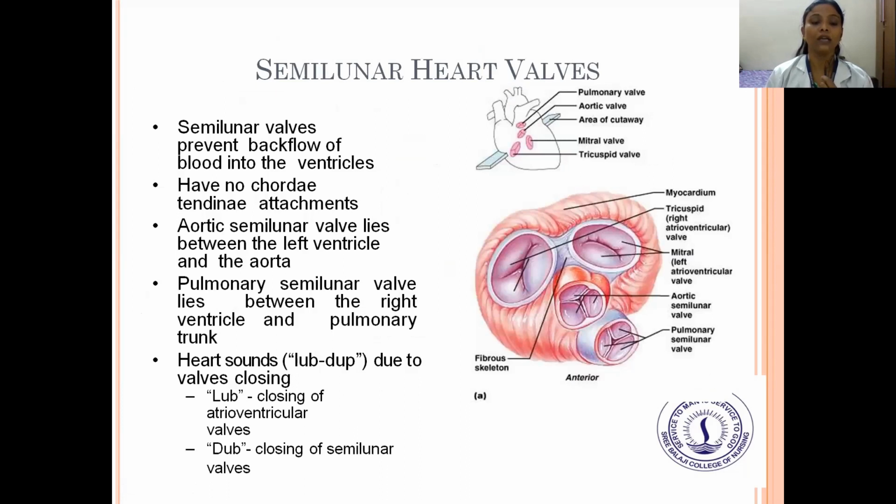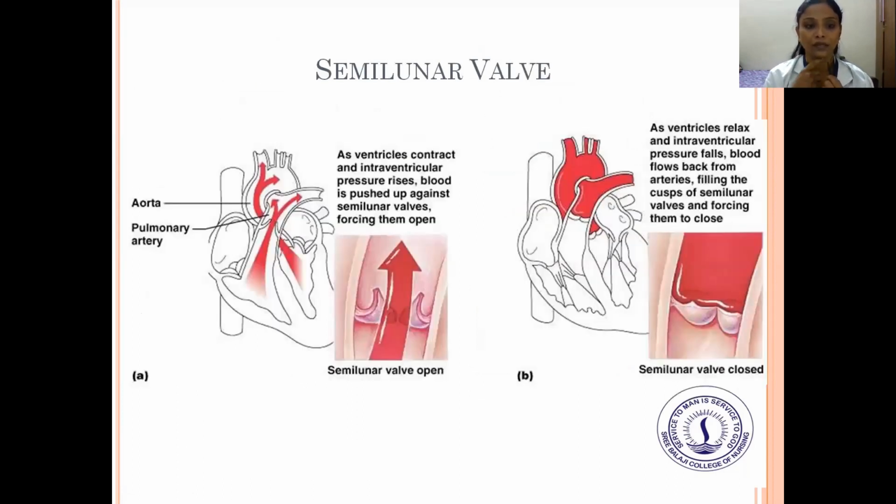Semilunar heart valves. Semilunar valves prevent backflow of blood into the ventricles and have no chordae tendineae attachments. The aortic semilunar valve lies between the left ventricle and the aorta. The pulmonary semilunar valve lies between the right ventricle and the pulmonary trunk. Heart sounds, lub and dup, can be heard during these valves closing. Lub is when the atrioventricular valves close, dup is when the semilunar valves close. So you can see the aorta and the pulmonary artery.